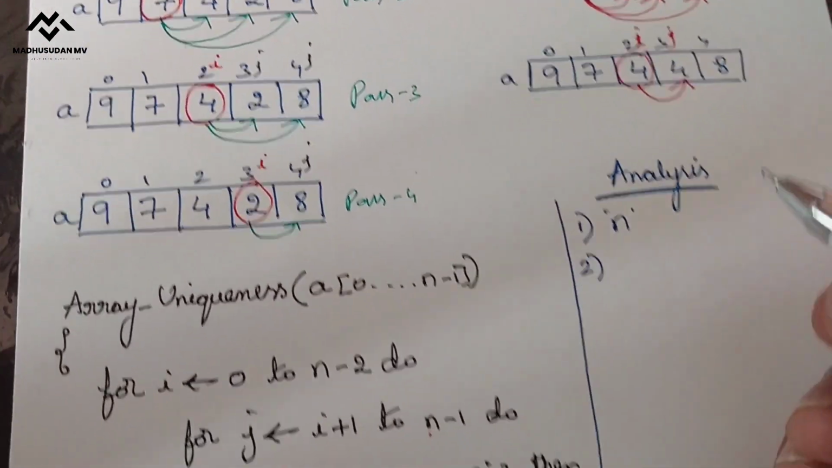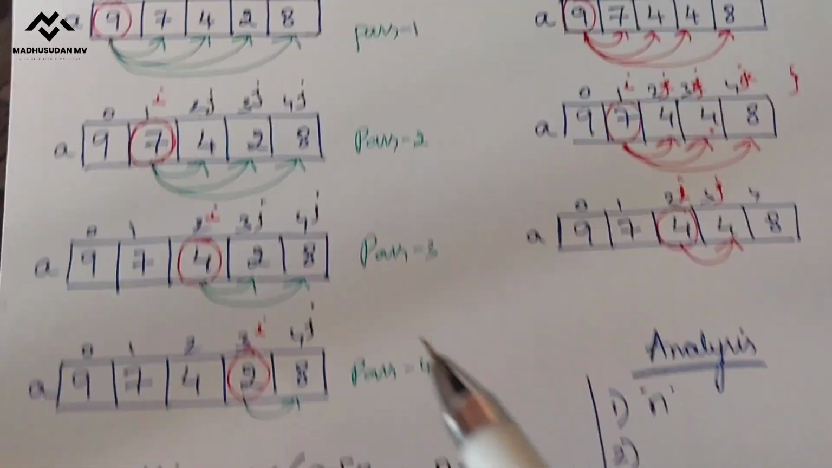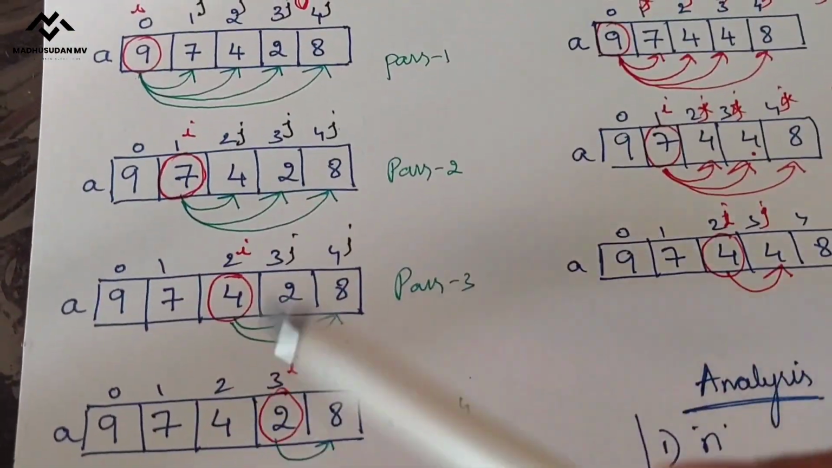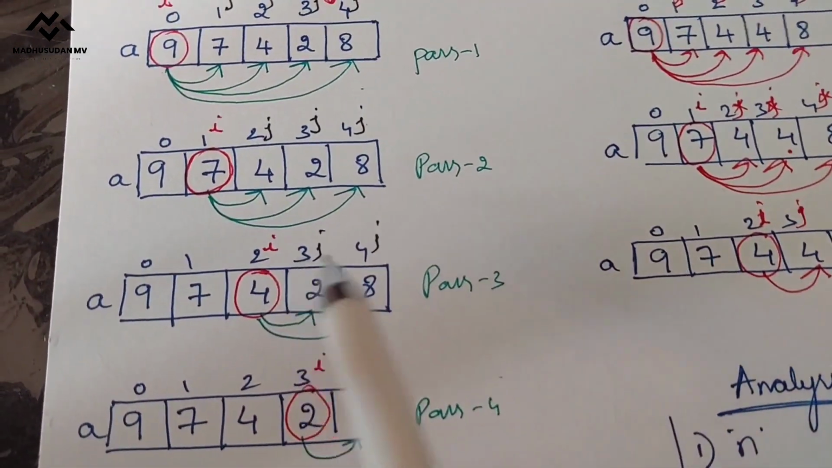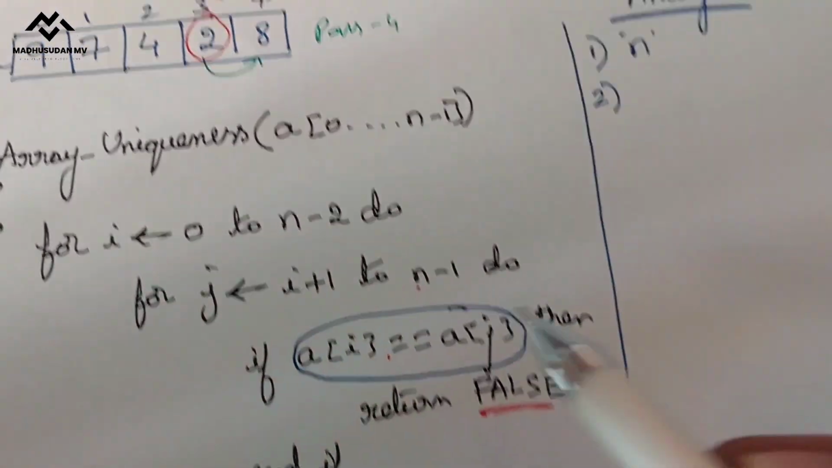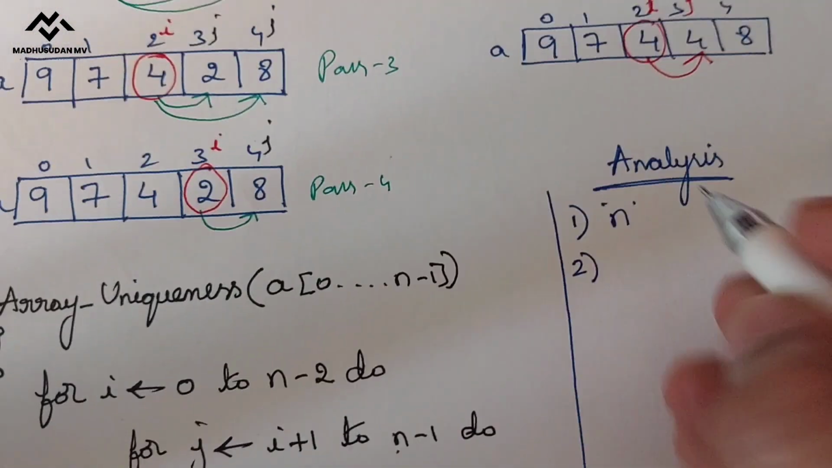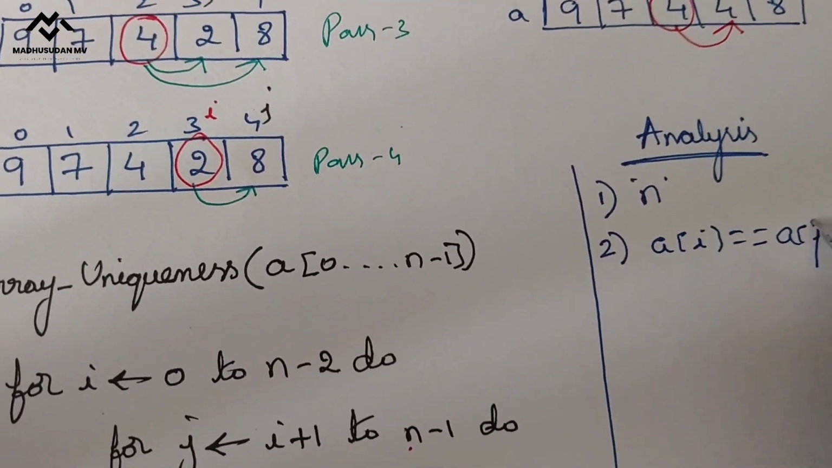So the second step is what? To identify the basic operation. Here, which is the basic operation? Actually, what operation did we do here? We compared. In each and every pass we compared. So the comparison operation is the basic operation, that is, A of I is equal to A of j.